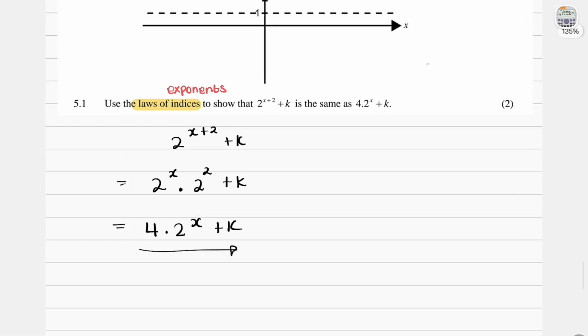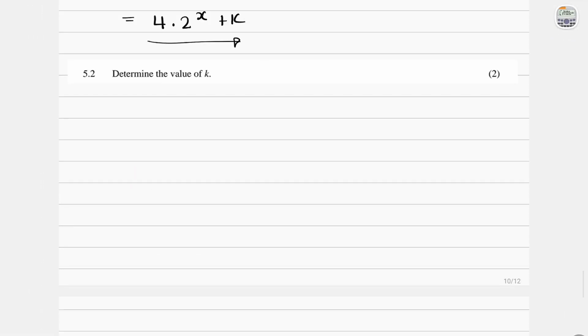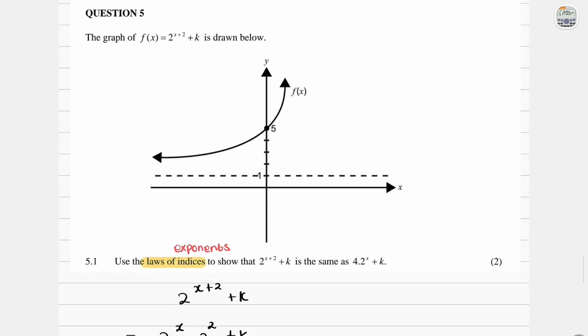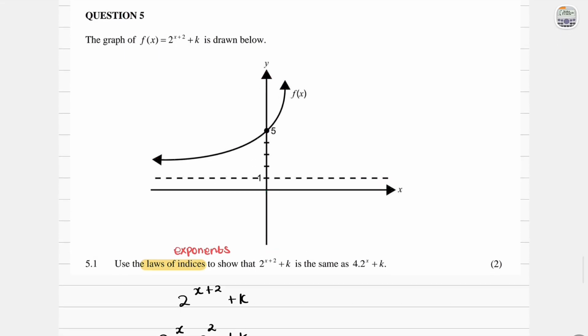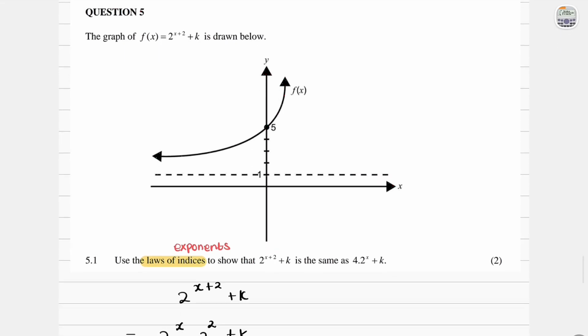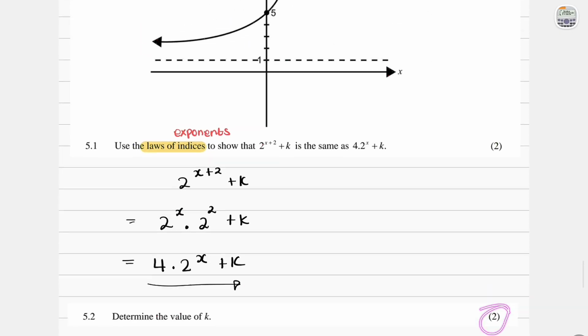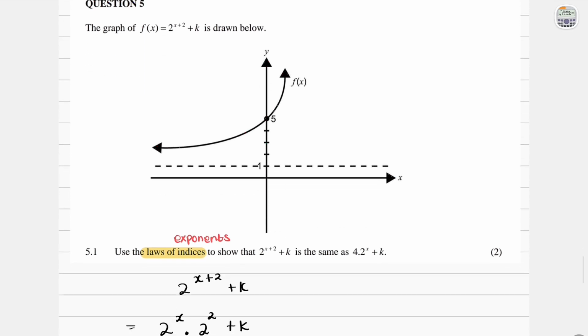Moving on to the next question. Question 5.2 says, determine the value of k. You can already see the value of k. They showed us already. I don't know what they mean by determine because it's not much for determining. You've shown us that it passes 1. But so that we can follow a structured order, because they're giving us 2 marks for this, they can't give you 2 marks for something like that.